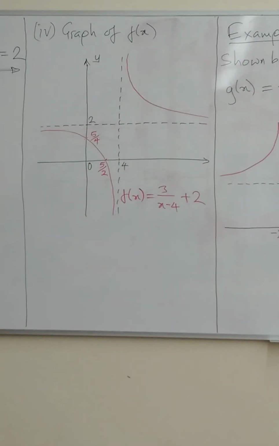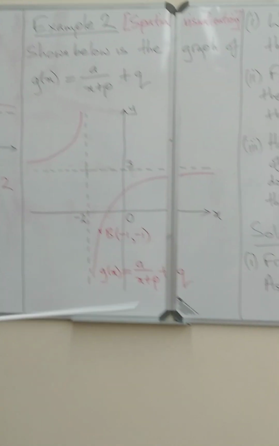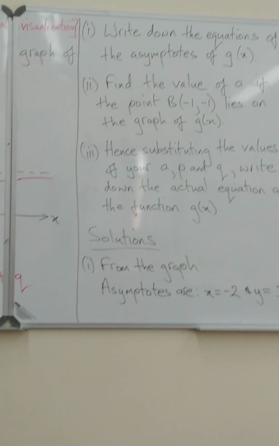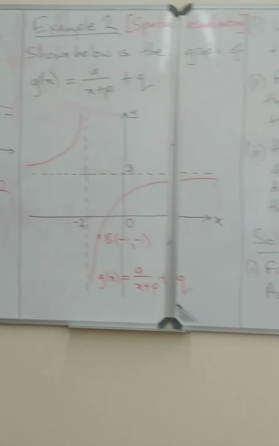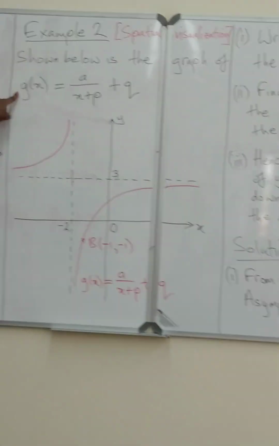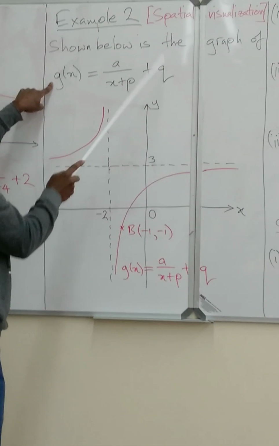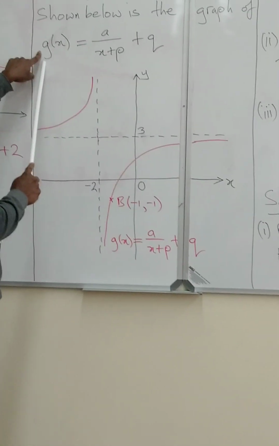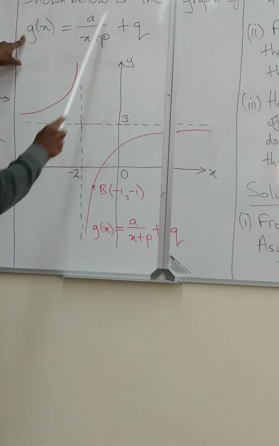Now with example 2, shown below is the graph of g of x equal to a over x plus p plus q, and then determine the equation of the asymptotes. With example 2, we cannot determine the equations of the asymptote from the function itself in symbolic form, because we have 3 unknowns, a, p, and q. So we cannot, like we did in example 1, determine the equations of the asymptote from the function in symbolic form because of these unknowns.